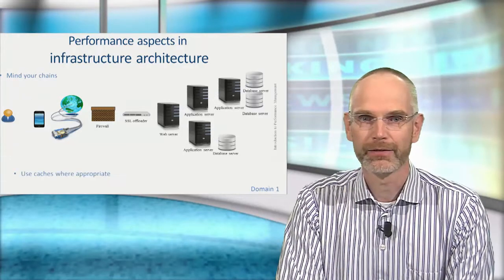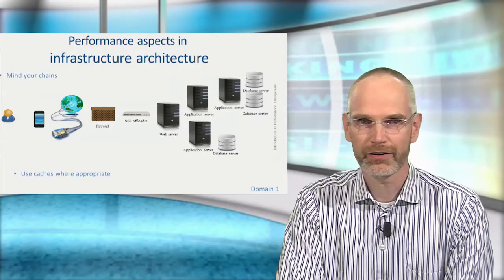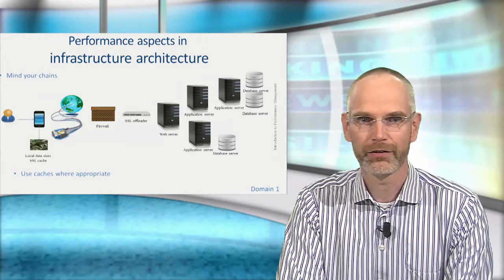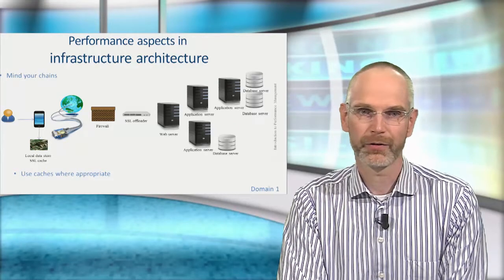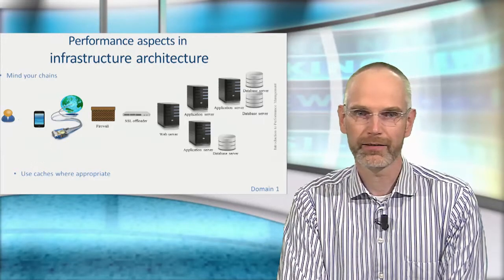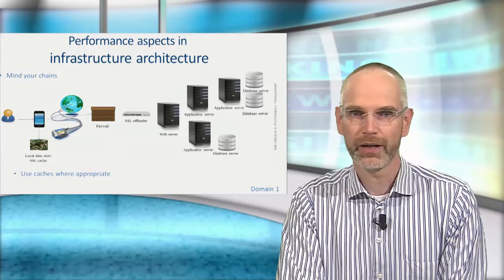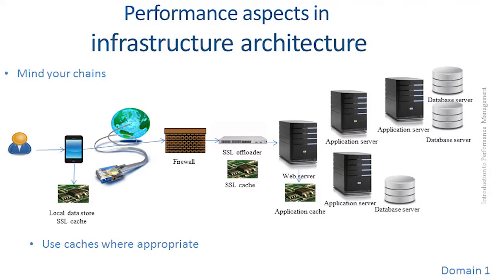Now, one way to resolve that is to use caches. A very often used cache is just a local cache. If you don't need to get your data from the server, you can get it from a local cache. But if that's not possible because it's dynamic data, then you can also use caches somewhere else in the chain, and then you can see that the application chain is much shorter.